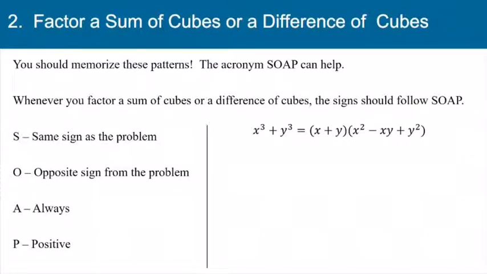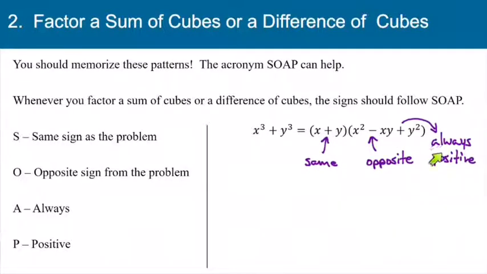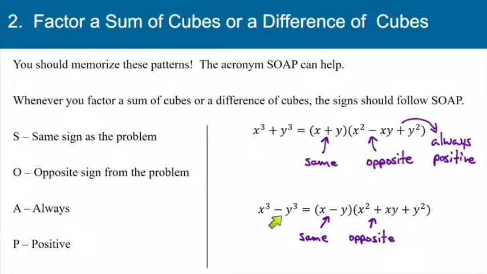Let's notice that here. Here's the sum of cubes pattern for us. Notice that the first sign is the same as what's in the problem. The next sign is the opposite of what's in the problem. And the third sign is always positive. And also look at the difference of cubes formula, and we see the same thing. The first sign is the same as what's in the problem. The next sign is the opposite of what's in the problem. And the last one is always positive.